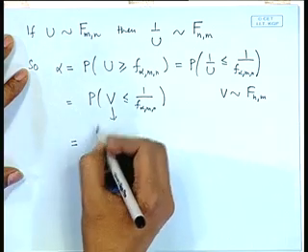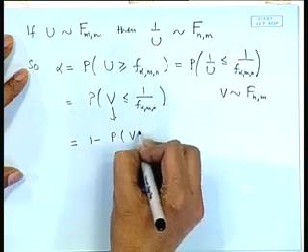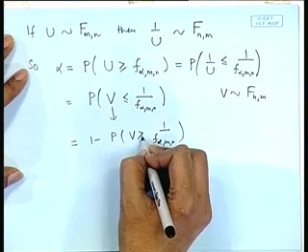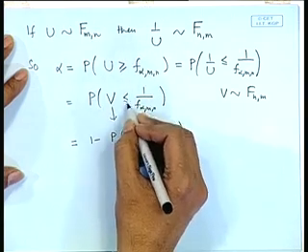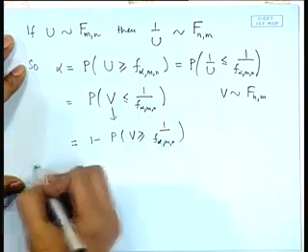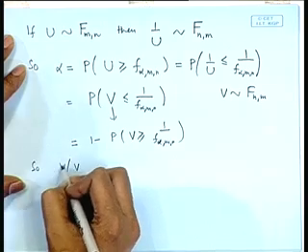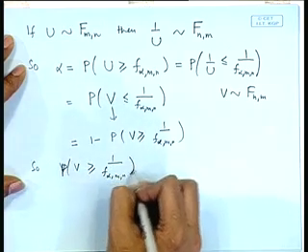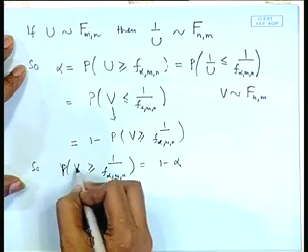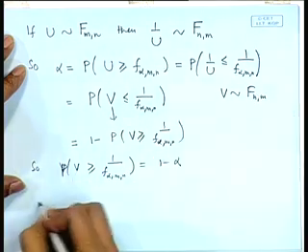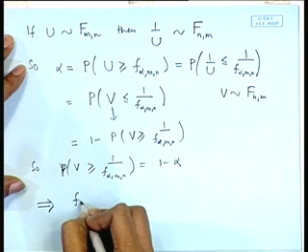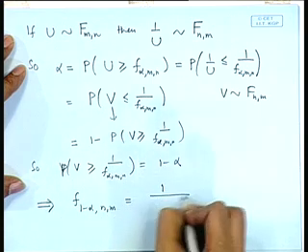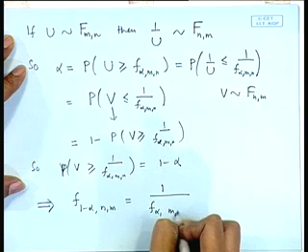So, if I am saying that V greater than 1/F_alpha(m, n), this equality or inequality does not play any role here because of these continuous distributions. So, I am saying probability V greater than or equal to 1/F_alpha(m, n) is equal to 1 minus alpha, but V is an F(n, m) distribution. This implies that F_(1 minus alpha)(n, m) is equal to 1/F_alpha(m, n).